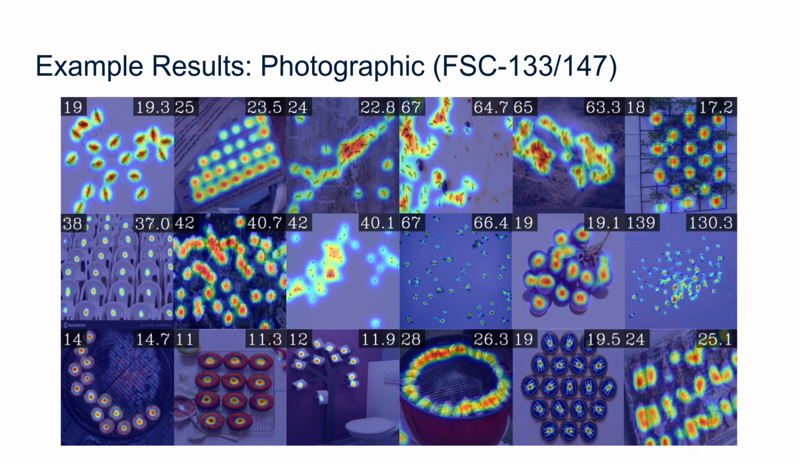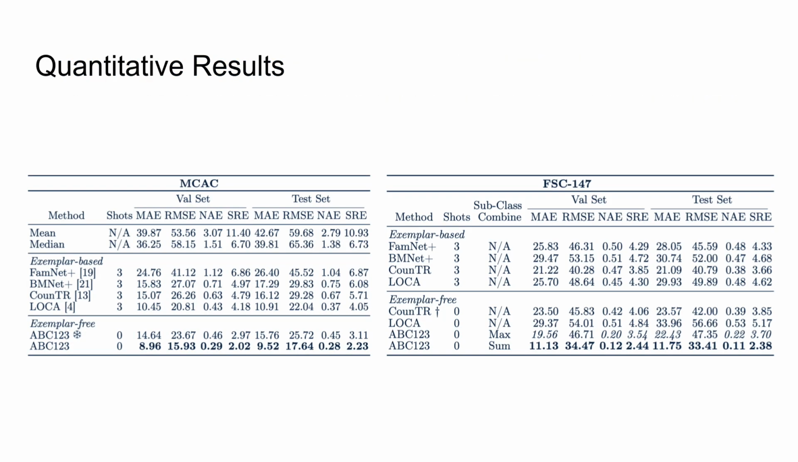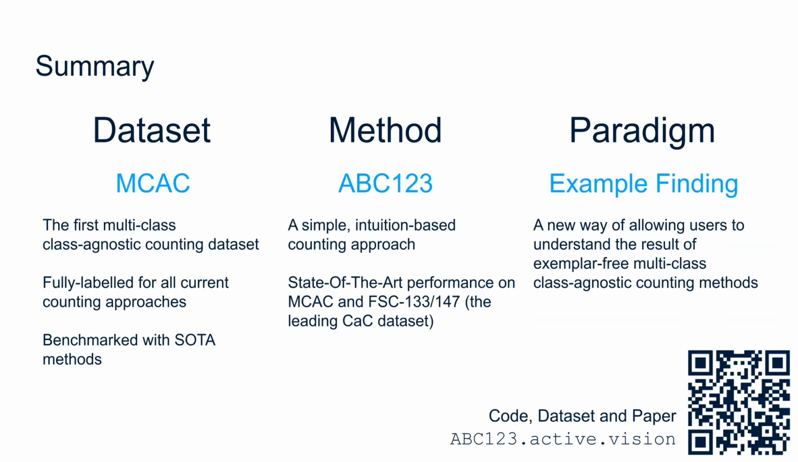ABC123 is cross-domain generalizable. Here you can see results of ABC123 trained on only the synthetic data of MCAC and then applied to photographic images. ABC123 trained on MCAC achieves state-of-the-art results on both MCAC and FSC. Our paper, code, and datasets are available online.